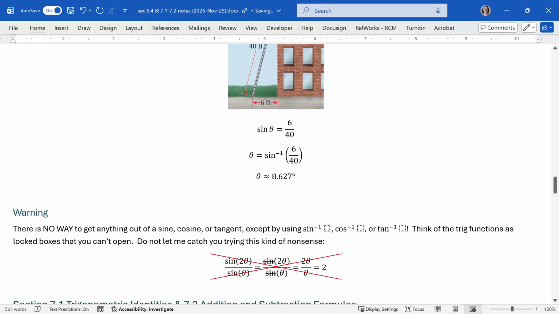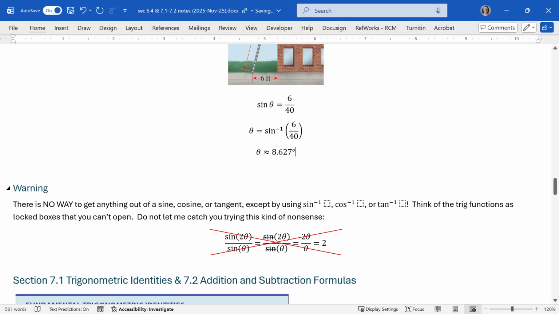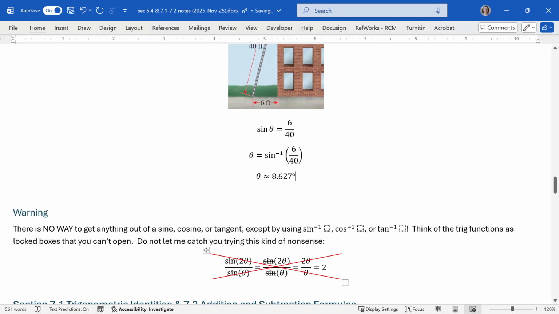All right, so this concludes the material for section 6.4, but I want to give you one last warning before I stop the video and then direct you to the 7.1 video. The warning is there is no way to get anything out of a sine, cosine, or tangent except by using these inverse trig functions. So when you see something like sine of theta equals 6 over 40, you just think of that sine as like a locked box that you cannot open. It is a padlocked box. You cannot get that theta out of there except by using the key of the sine inverse function. There is no other way.